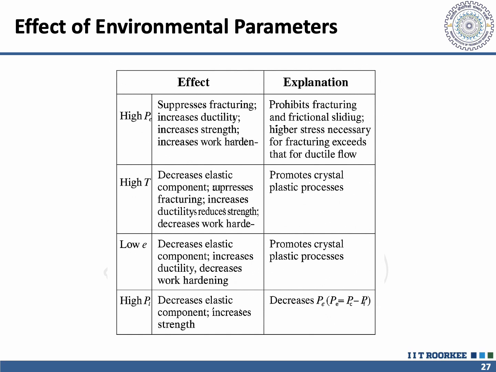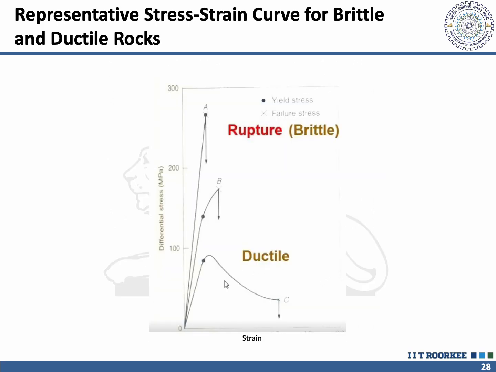This table summarizes how the environmental parameters affect the rheological behavior of rocks as we have discussed so far. This is the representative stress strain curve and it shows how brittle and ductile rocks behave. The brittle rocks fail by fracture at less than 3 to 5% of strain and the ductile rocks are able to sustain, under a given set of conditions, around 5 to 10% of strain before deformation by fracturing.